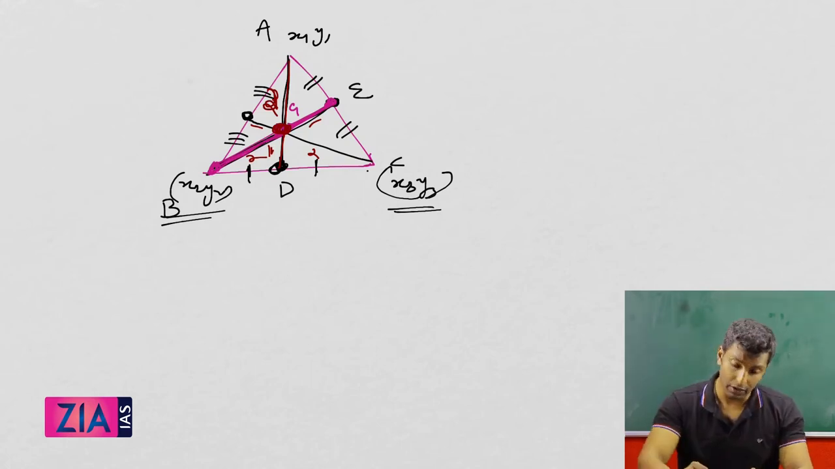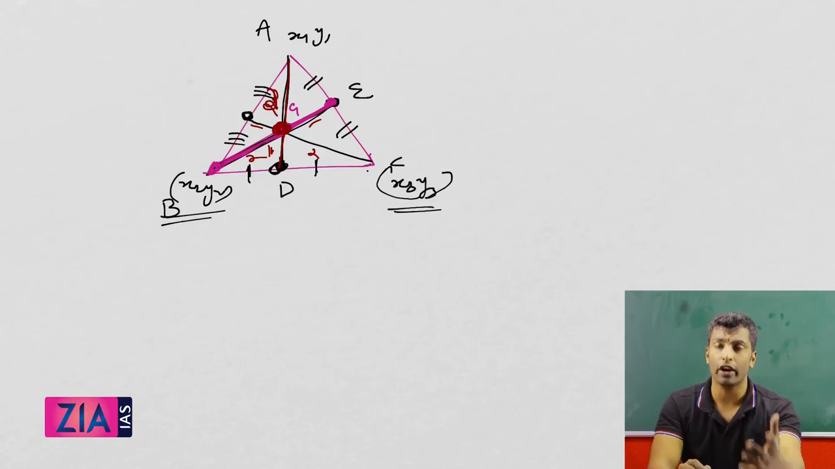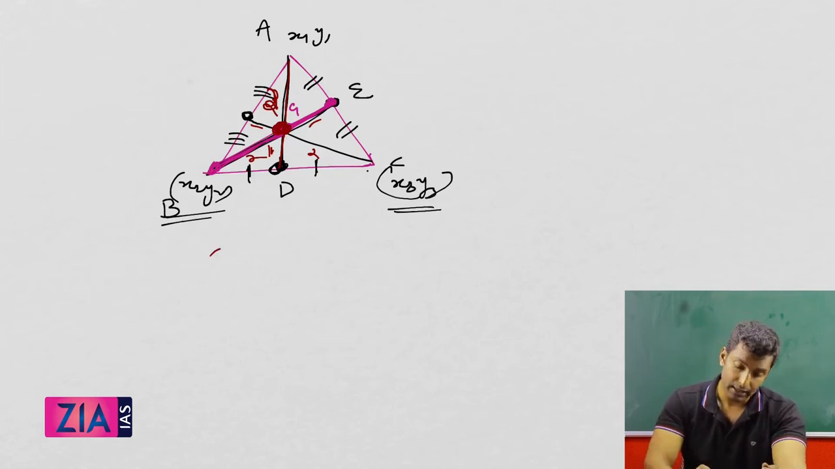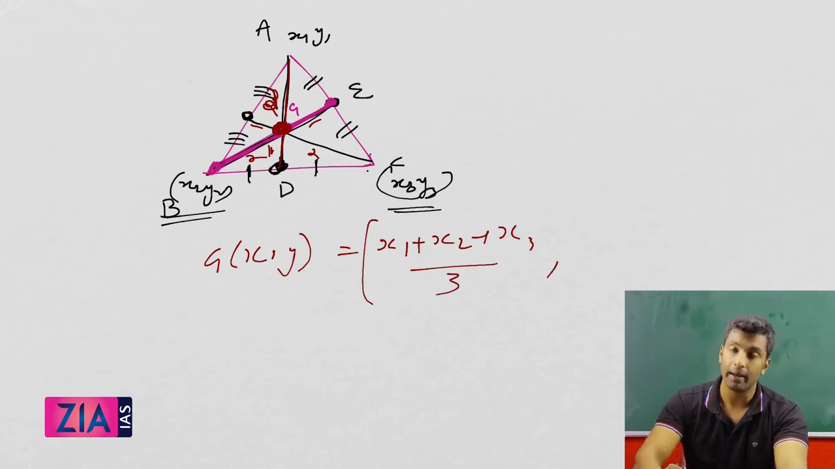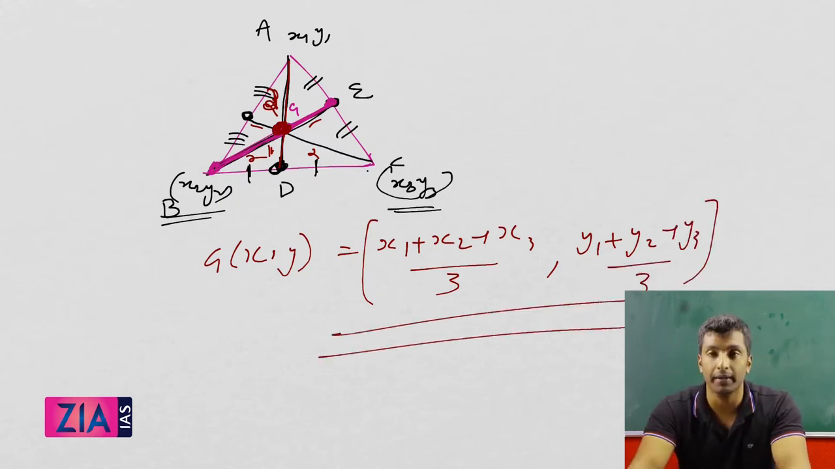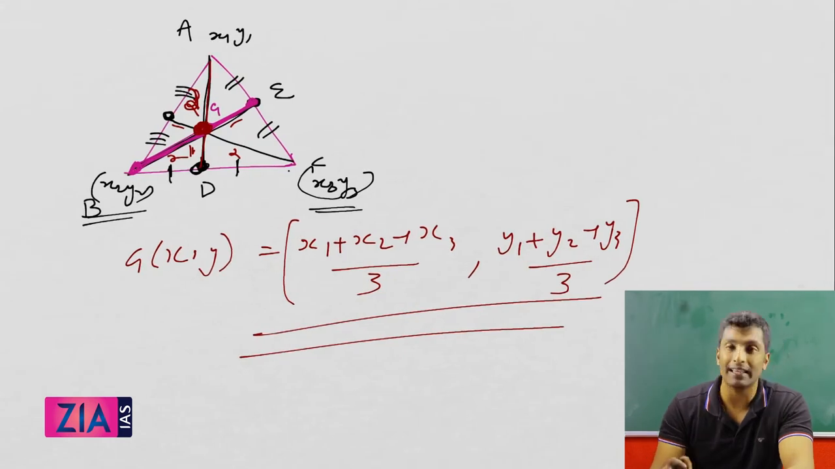Now, the coordinates of the centroid, if it is x and y, so G of xy is nothing but, this is very easy, right? x1 plus x2 plus x3 divided by 3, that is the x coordinate. Similarly, y1 plus y2 plus y3 divided by 3, that is your y coordinate. Now how you are getting this, if you ask me, that is not that important, but still, let's see.